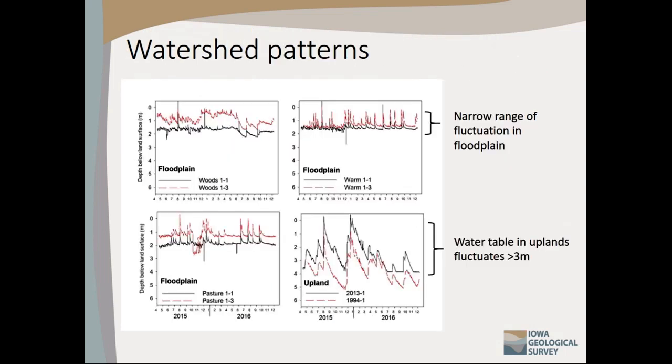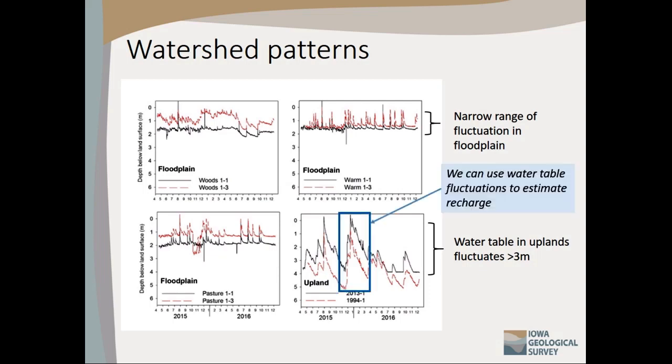We see the same thing in a watershed. This is from Neal Smith, from a different study, but we see a very narrow range of floodplain water table fluctuations in one area compared to the upland areas, which might fluctuate 3 to 4 meters in any given year. So we have water levels behaving quite differently based on the landscape position that you're in.